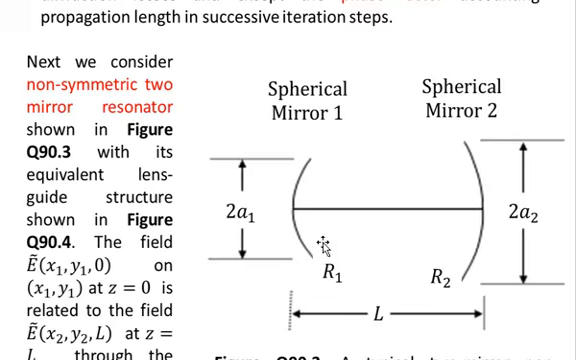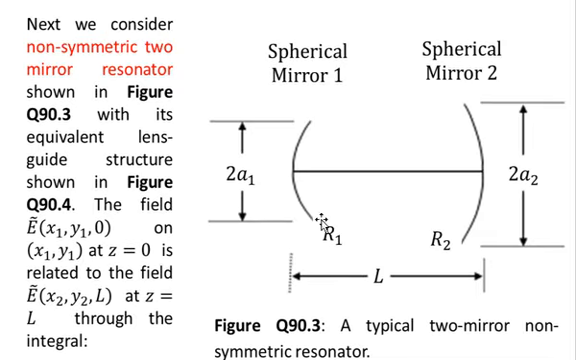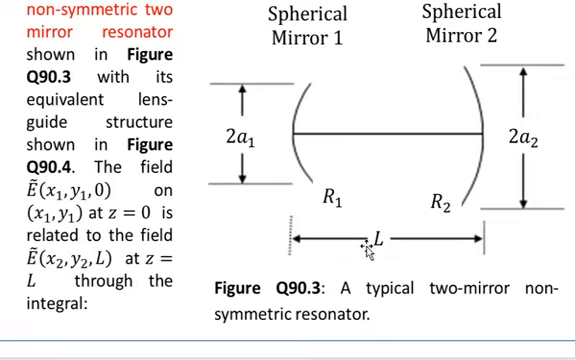So now let's discuss a typical two-mirror non-symmetric resonator. See that here we are going to discuss a non-symmetric resonator. You see that spherical mirror 1 has a radius of curvature R1. Spherical mirror 2 has a radius of curvature R2. That is, the two mirrors have different radii of curvature. It means that we are discussing a non-symmetric resonator.